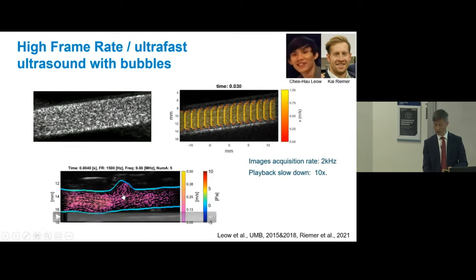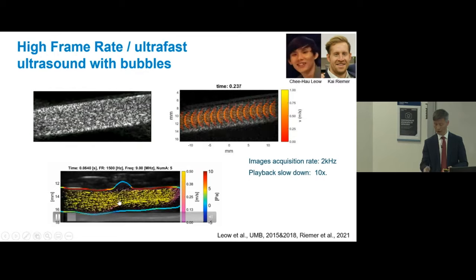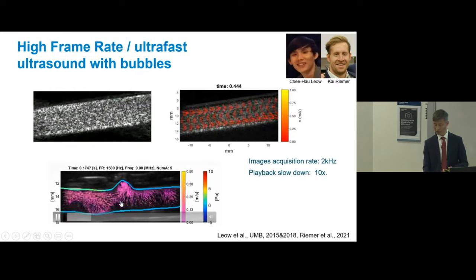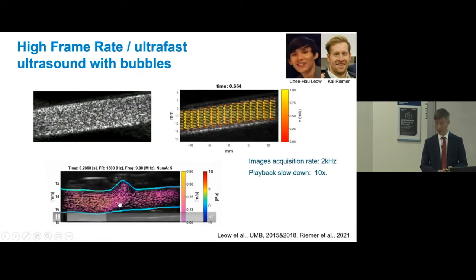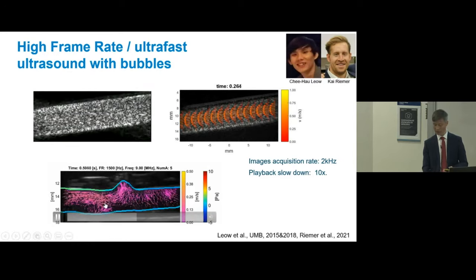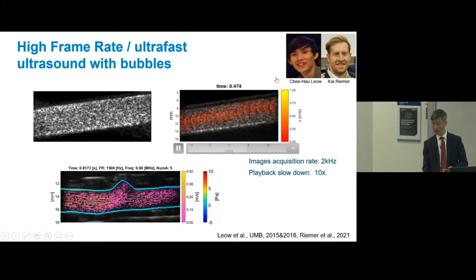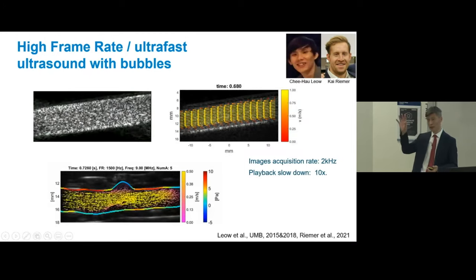And this is a visualization of the flow in a rabbit abdominal aorta. You can see the complexity of the flow at different phases. I showed some pictures on the right-hand side corner.